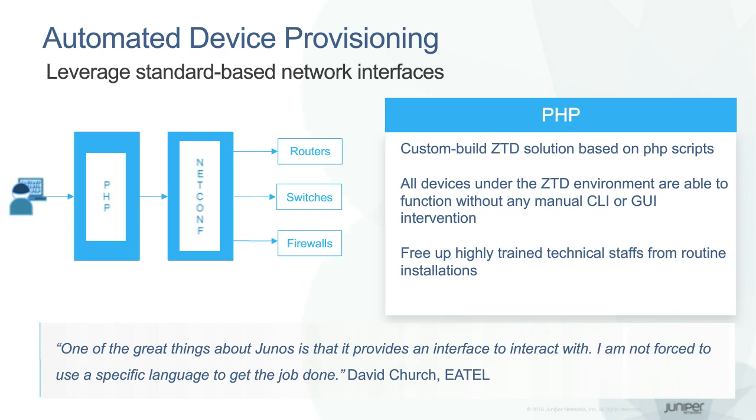We didn't have to have any kind of specialized GUI, although there's some really good ones out there. We didn't have to have specialized technical resources that knew the CLI, and those resources that did currently know the CLI interface could be focused on doing other things within our business. One of the great things about Junos is that it provided us an interface to interact with, and I wasn't forced to use a specific language to get the job done. So I could have used Python. I could have used, I used PHP. I could have used anything as long as I was able to talk over NETCONF.